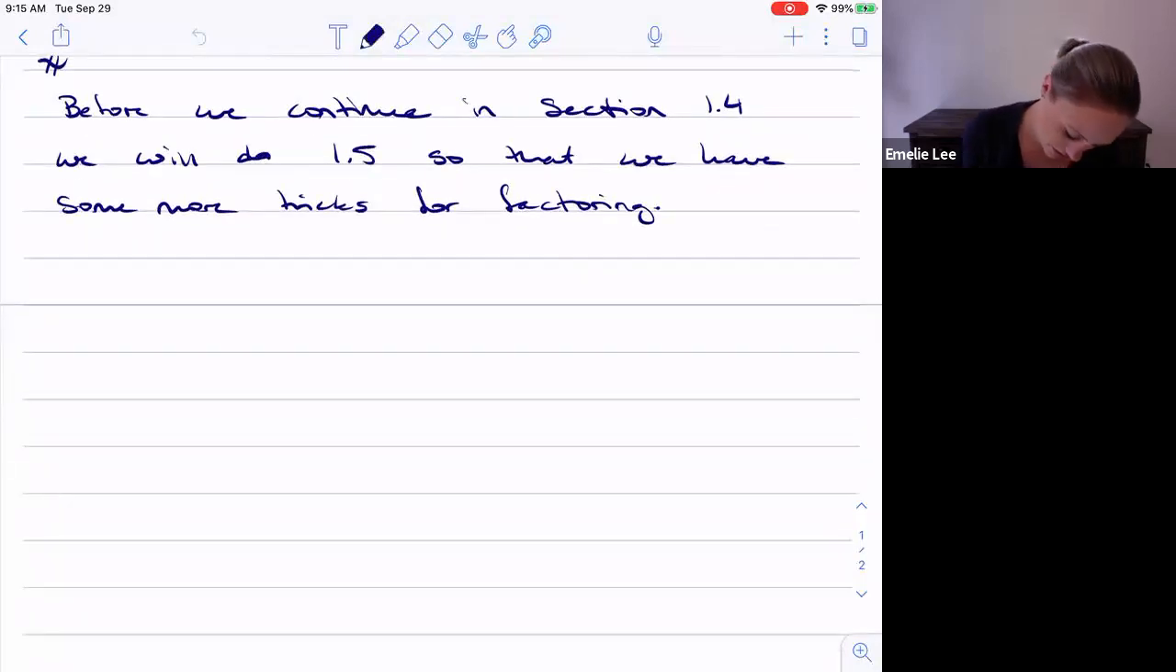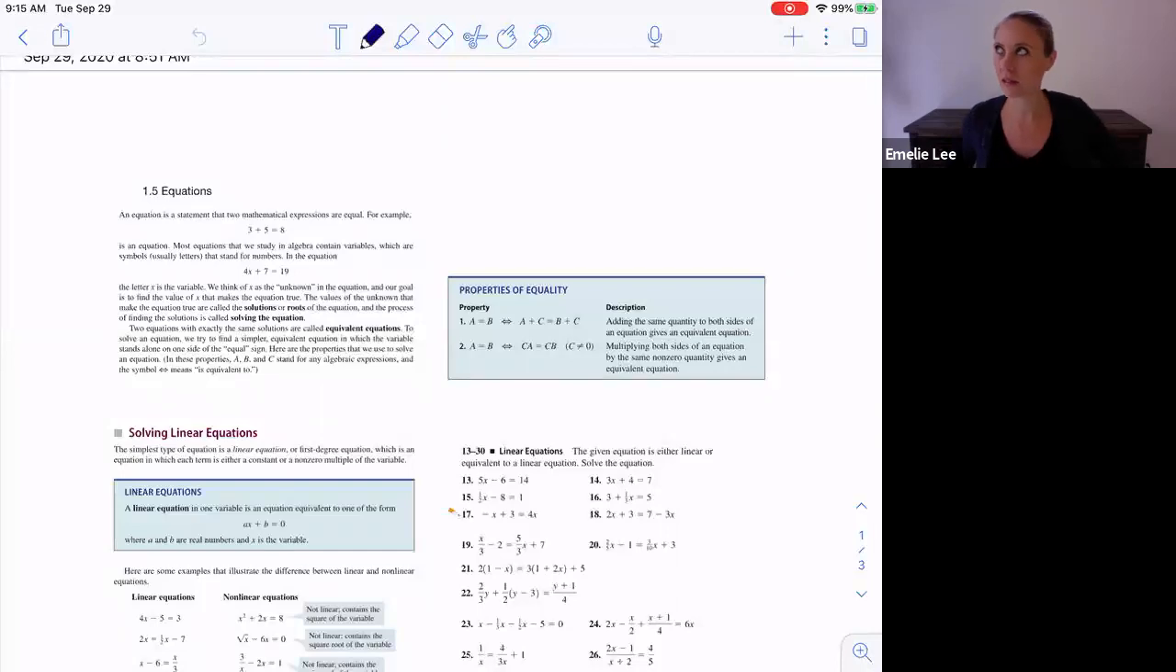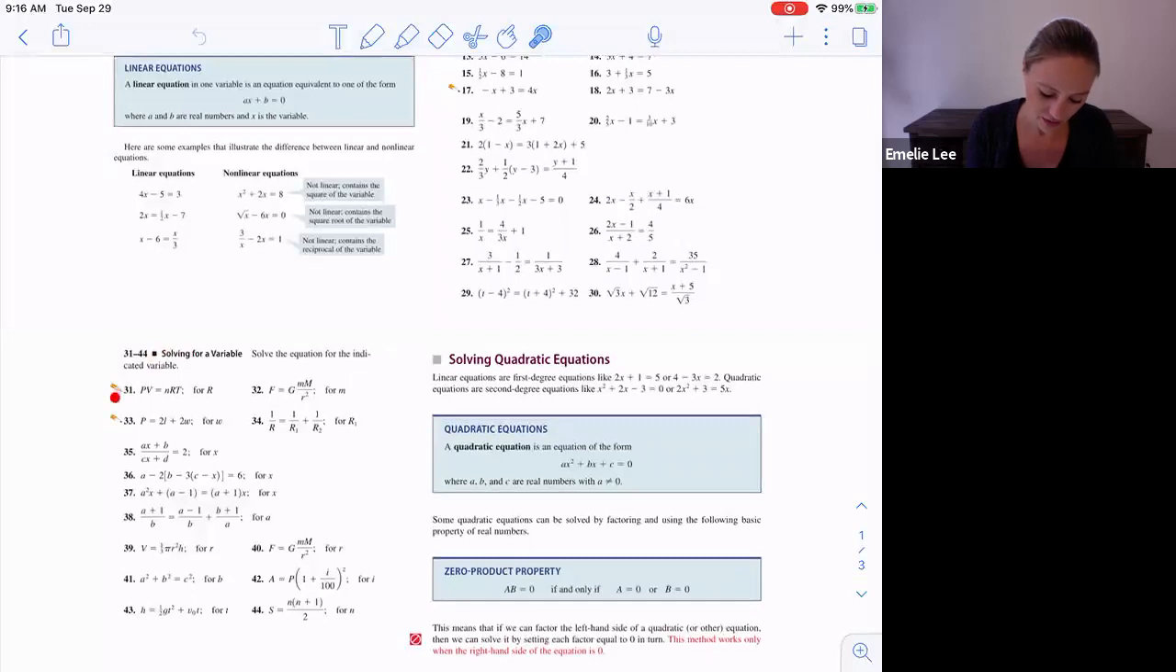Okay, so 1.5 is called equations. And I put it in fundamentals part 3, because we're in fourth week, I guess, but the first week doesn't count. That was just intro and stuff. So we know that anything with an equal sign is an equation. A lot of this stuff is kind of old news, but I do expect you to be able to solve equations for different values. Something like these questions here, I'm going to steal and we'll use as a warm-up. We need to be able to rearrange equations and solve for different values. So that's where we're going to start here.